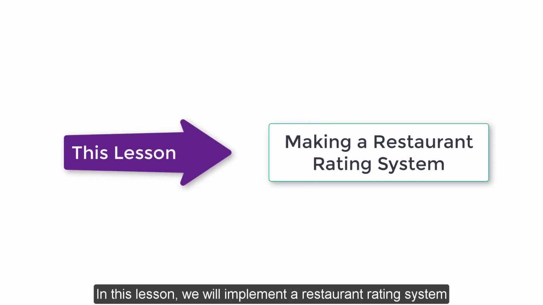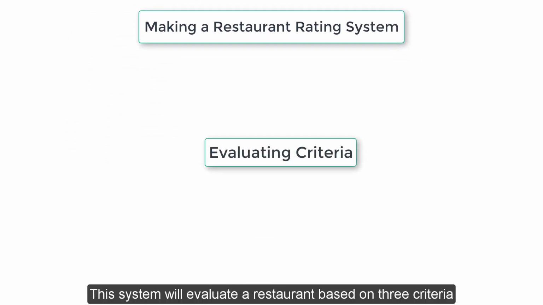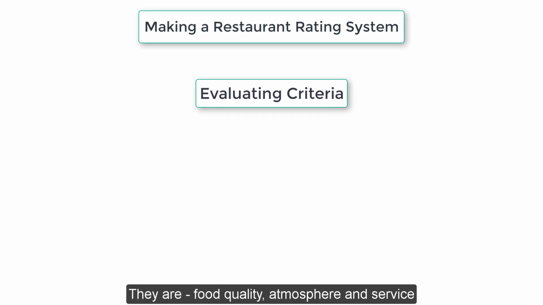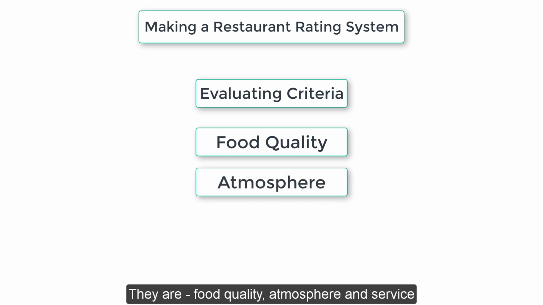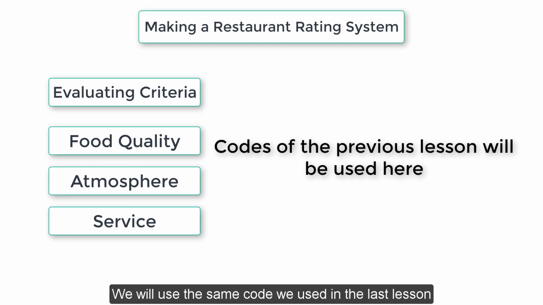In this lesson, we will implement a restaurant rating system using the single layer neural network we've been working on for a while. This system will evaluate the restaurants based on three criteria. They are food quality, atmosphere, and service. We will use the same code we used in the last lesson.